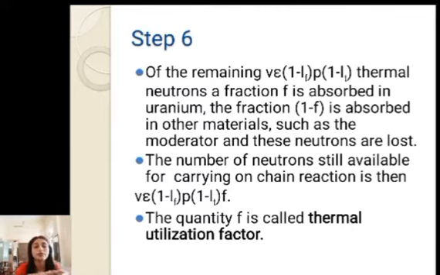The number of neutrons still available for carrying on the chain reaction is then nu epsilon (1 minus LF) P (1 minus LT) into F. Now this F is called the thermal utilization factor. Thermal utilization factor, in the sense that still this many neutrons can cause the fission of uranium-235.